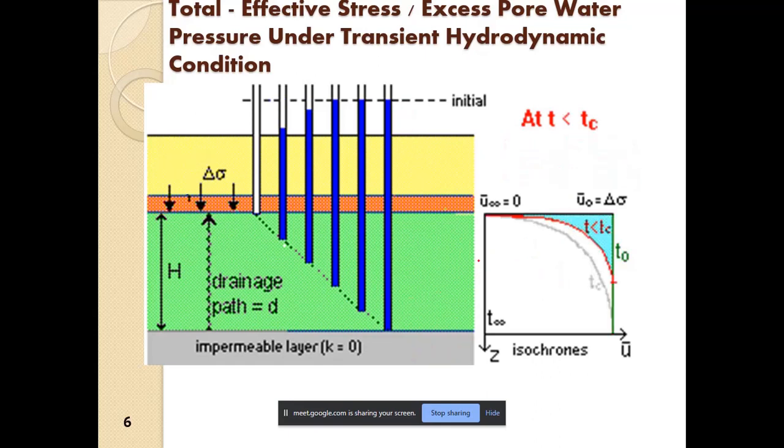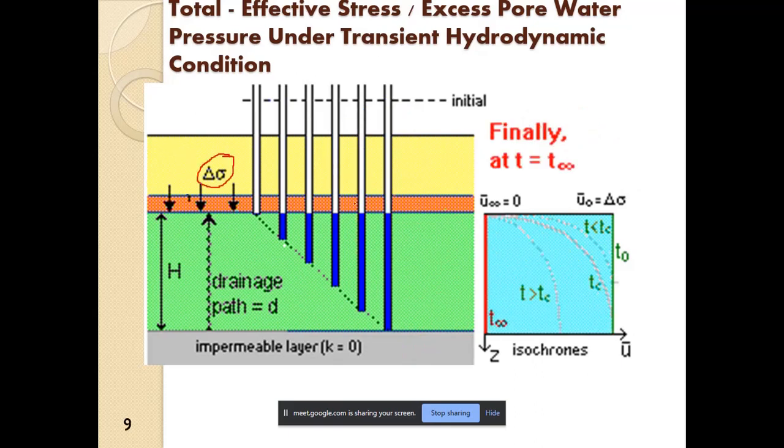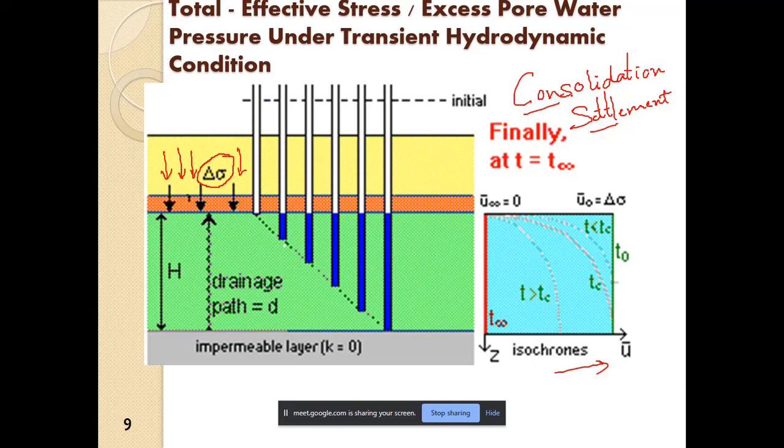Now with time, as the pore water pressure gradually reduces, there will be settlement in the soil. All right. So that settlement in the soil, we call it the consolidation settlement. And how much it will settle, what will be the time required to settle, all those things will be covered in the consolidation chapter, all right.